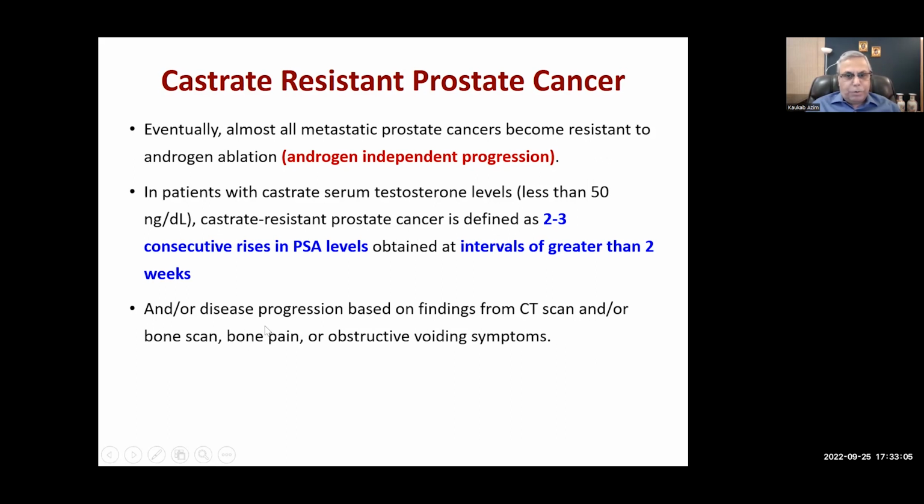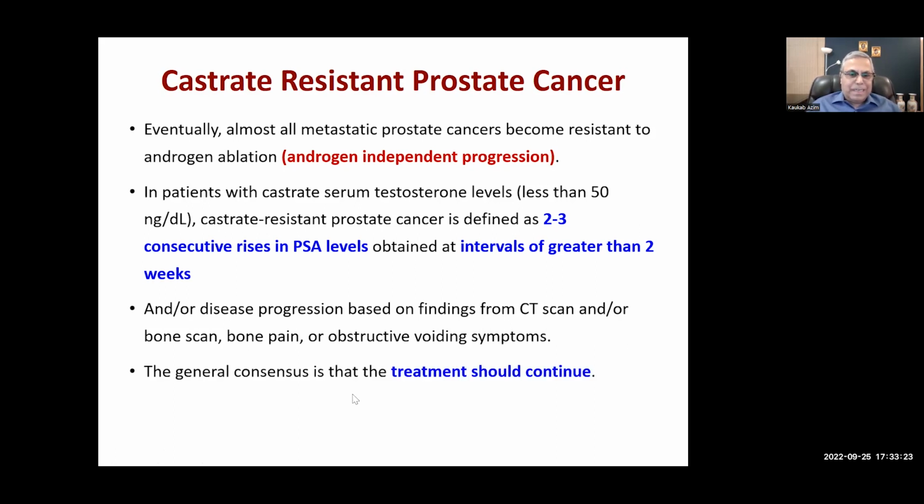So we can look at disease progression by CT scan or bone scan, or the bone pain will increase, or the voiding symptoms, there will be obstruction to urine flow, which means that the cancer is progressing, it is spreading.